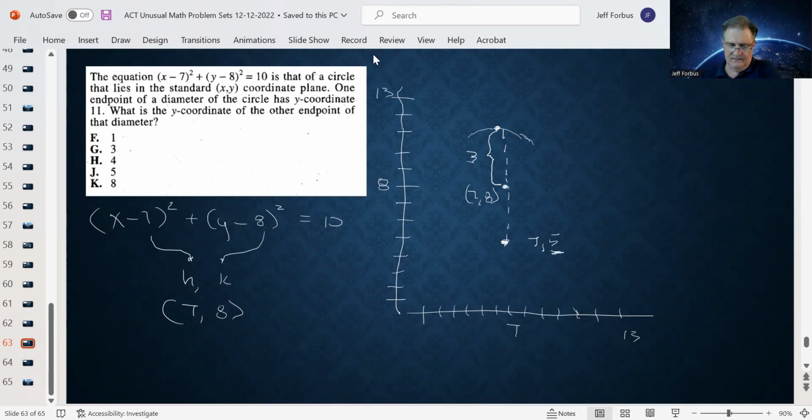Answer choice J. Because, let me just do the math for you. So 8 minus the radius of 3 is equal to 5. That lands us at this point, (7, 5). So answer choice J.